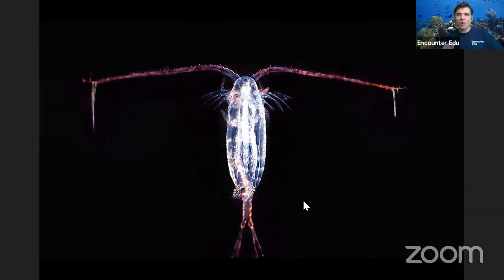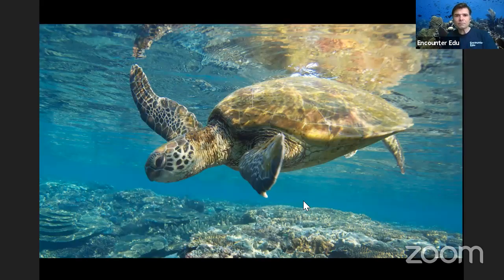Coming on to some of the consumers, this is a copepod. And a copepod is a type of zooplankton, so a tiny wee creature that feeds on algae, on the phytoplankton. So this is therefore a consumer and a herbivore. It's a consumer because it gets its energy from eating, and it's a herbivore because it likes to eat plants or algae.